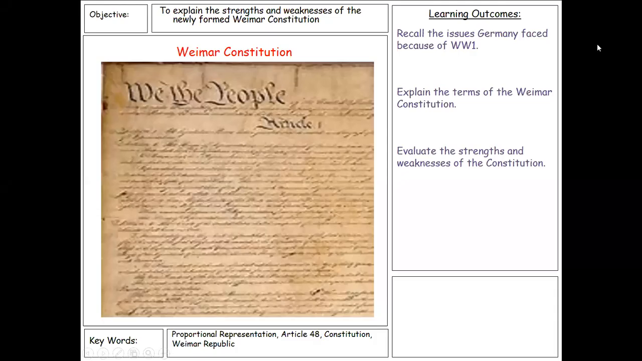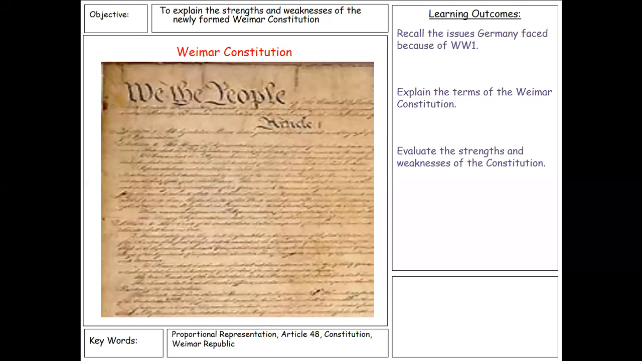This is the second lesson in Unit 1 of Germany, Paper 3, Weimar and Nazi Germany, 1919 to 1939. Today's lesson is going to look at the Weimar Constitution. As a recall, Weimar was the name of the new republic that was put into place after the First World War. And a constitution is a set of rules.